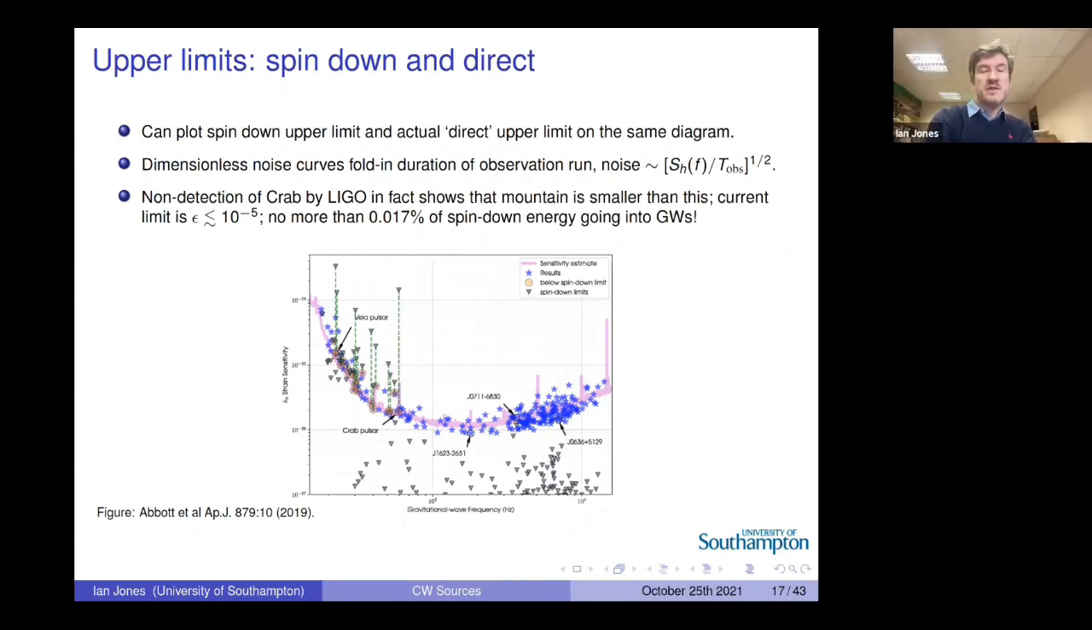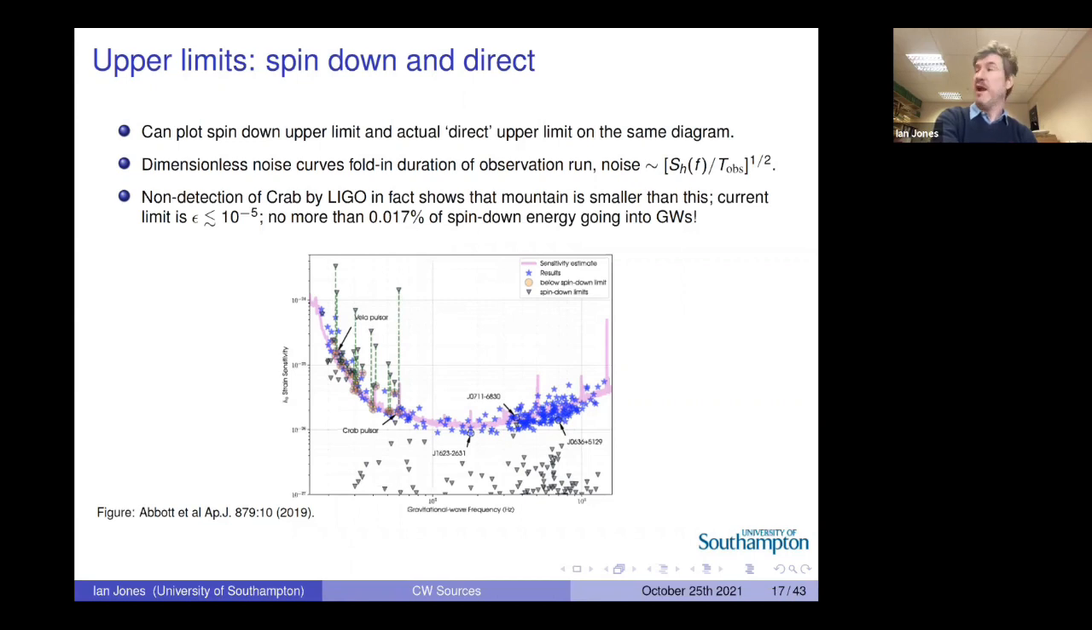No, well, the answer is simply that the assumption that's gone into those gray triangles, these spin-down upper limits, is that all of the kinetic energy that's being lost is going into gravitational waves. And so the conclusion that we can draw, if we talk about the numbers specific to the Crab that I've got here, is that for the Crab, no more than 0.017% of the spin-down energy is going into gravitational waves.